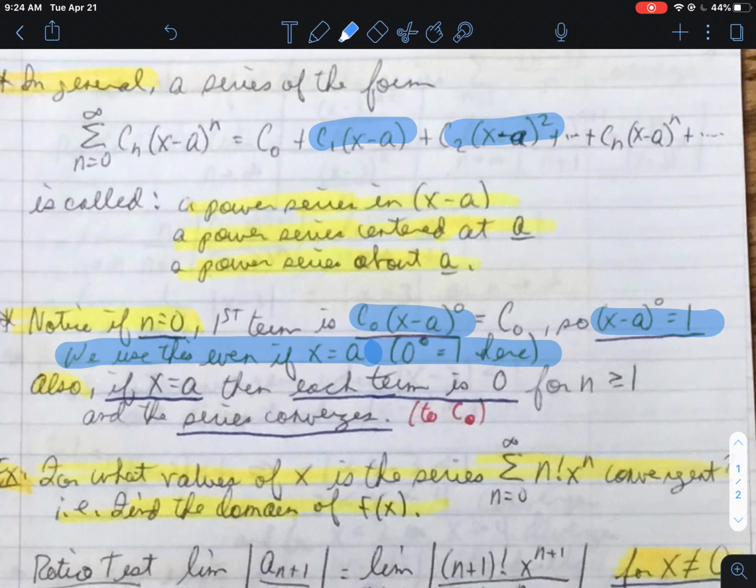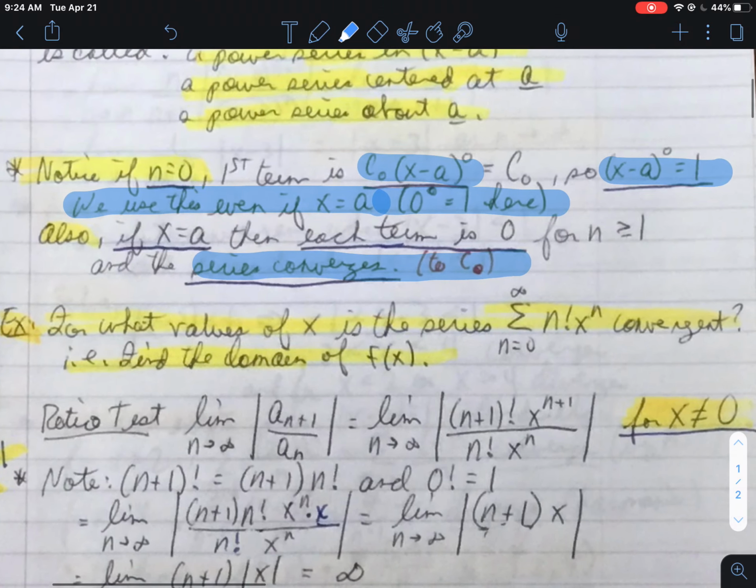All right. So this series would converge to c sub 0, right? Because it's c sub 0 plus 0, 0, 0, 0, 0, which would equal c sub 0. And that would be the sum of the series, right? So for the case where x equals a, the series converges, and it converges specifically to whatever that first term is, okay?